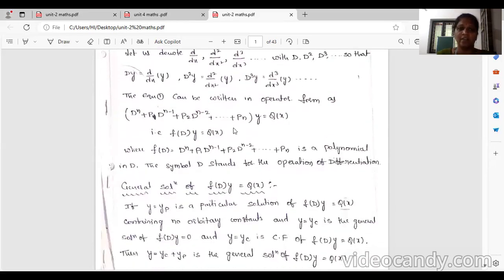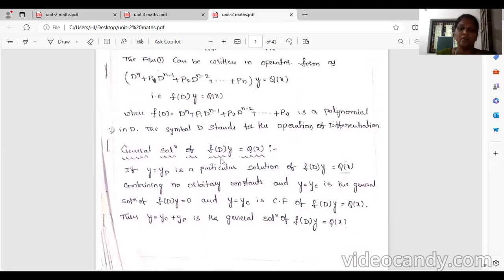So here F(D) equals D^n + p1 D^(n-1) + p2 D^(n-2) + and so on + pn. It can be written as F(D) y = q(x). So F(D) is a polynomial in capital D. The symbol D stands for the operation of differentiation.